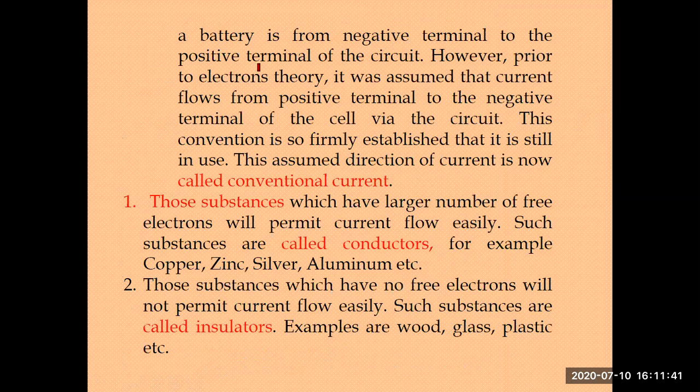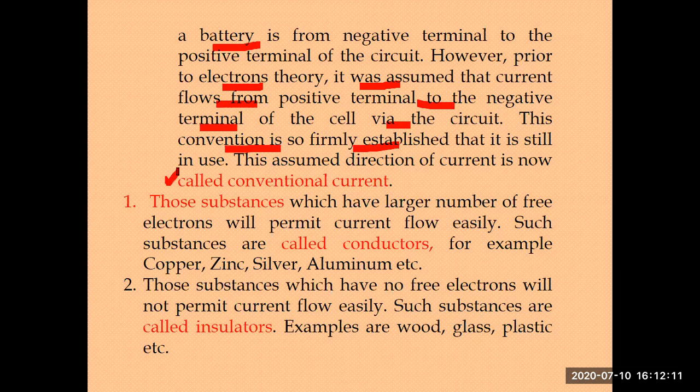The actual direction of the current in a conductor, due to a battery, is from the negative terminal of the cell. However, in the pre-electron theory, it was assumed that the current flows from the positive terminal to the negative terminal of the cell via the circuit. This convention is so firmly established that it is still in use. This assumed direction of the current is called conventional current.